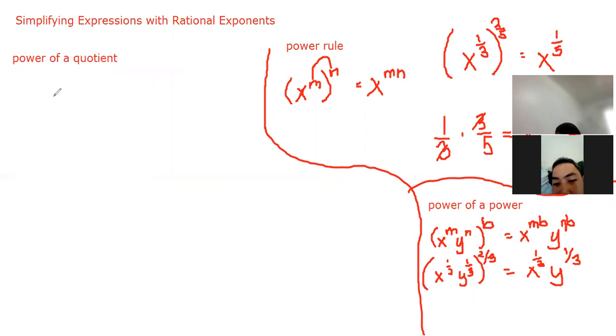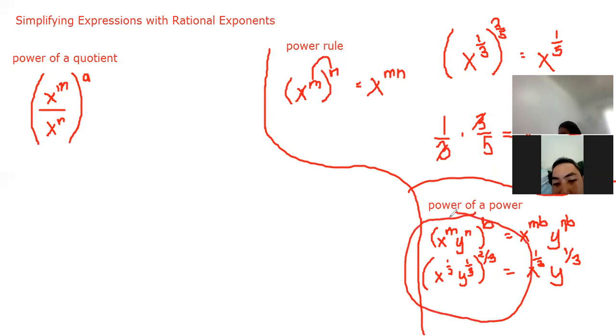So, for example, we have here x raised to m over x raised to n, then naka-power siya kay a. Okay? So, katulad ng power of a power, diba, dinistribute natin to. Yung m, dinistribute natin sa b, pati yung n, dinistribute natin sa b. Ganyan din dito. Bawat exponent, dapat i-multiply natin siya kay a. Okay? Kasi this is a power rule.